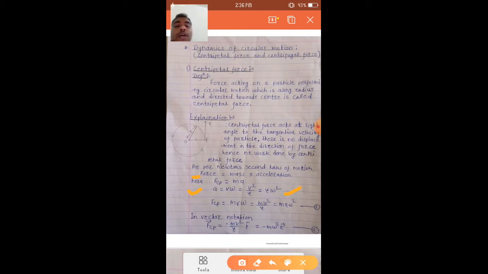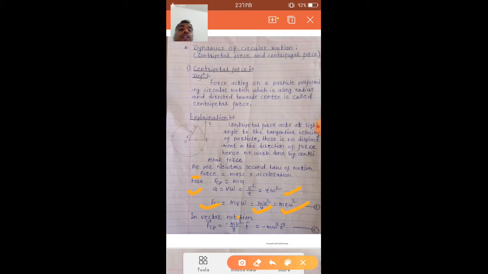Then F suffix Cp is equal to m into v into omega. Again we put the value of omega is equal to v upon r. Then F suffix Cp is equal to m v square upon r is equal to m into r into omega square. Consider equation number first.